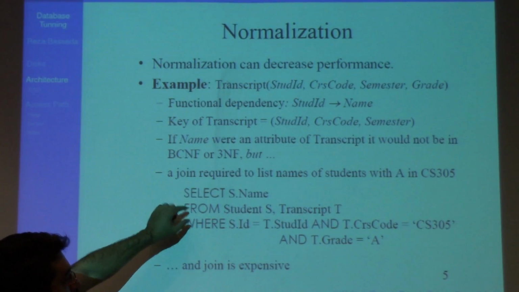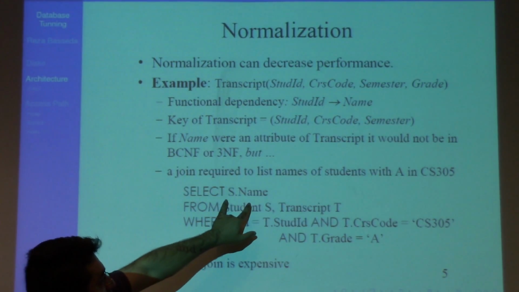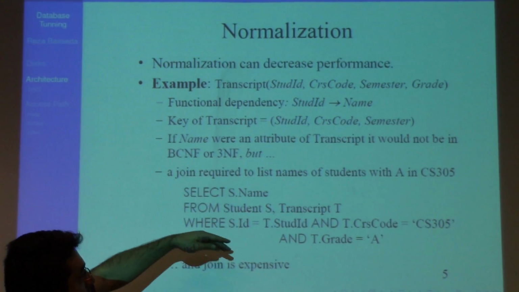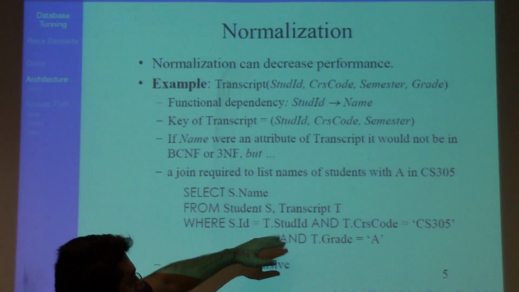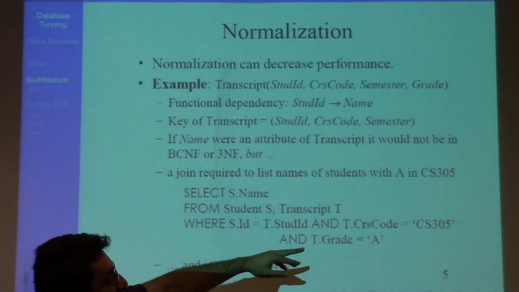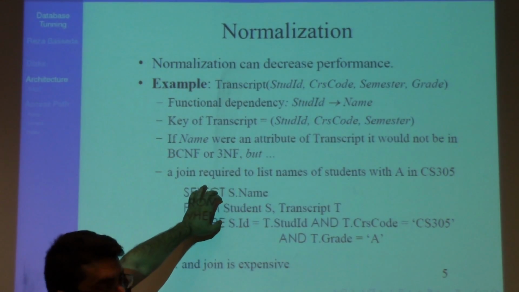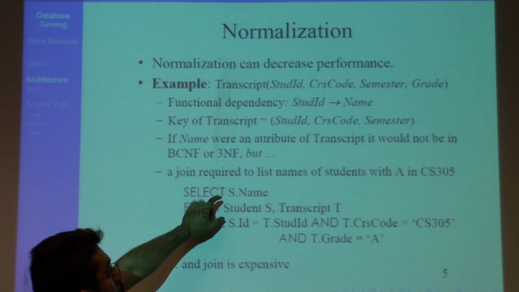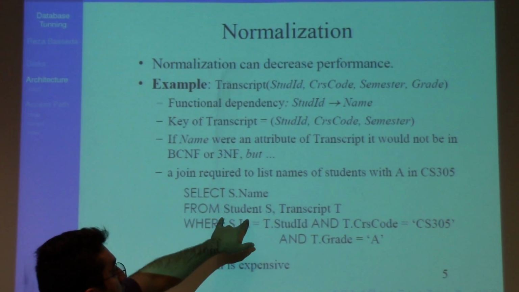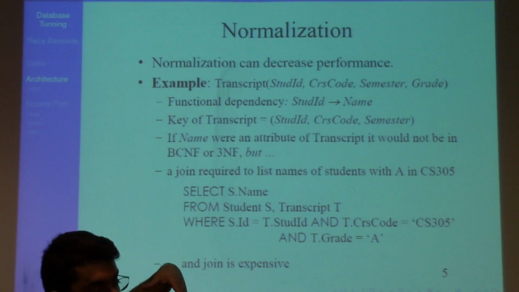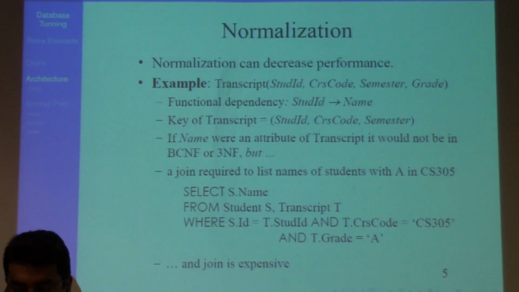In this query, you are looking for a table where you have the name of the student, and for each of the students, you are looking for this condition. The student ID is equal to student ID, course code should be CS305, grade A. You have this type of query a lot of times. So for this type of query, you always have to compute this join. Is it a join? Yes, it is. It's a Cartesian product, and you have this condition to make it an inner join.